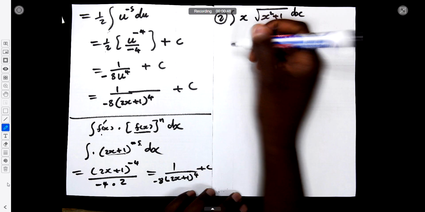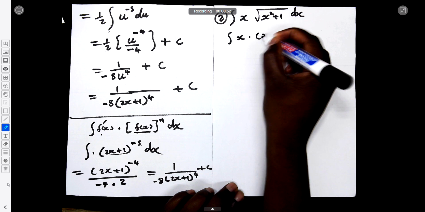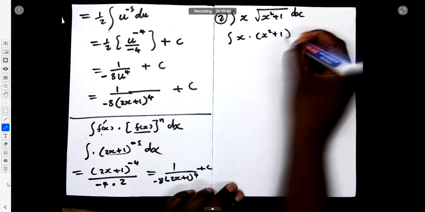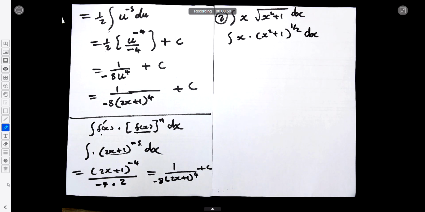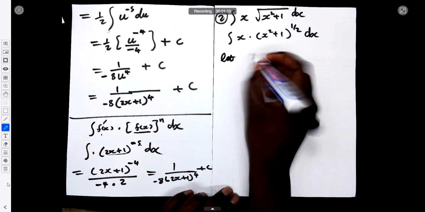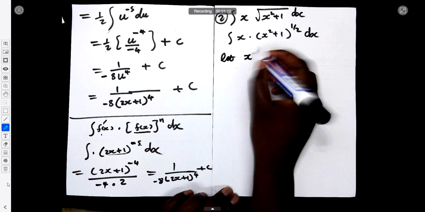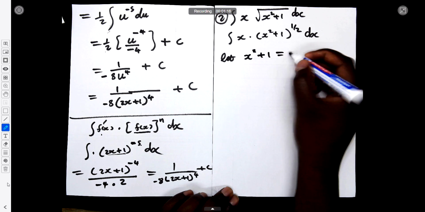But let's say you wanted to utilize the power bracket rule. So we're not changing that into exponential form. What do we have? We have x squared plus 1, all to the power of half. So you can utilize the u-substitution method. We want to let what gives us the derivative of the function outside be equal to u, so x squared plus 1 equals u.